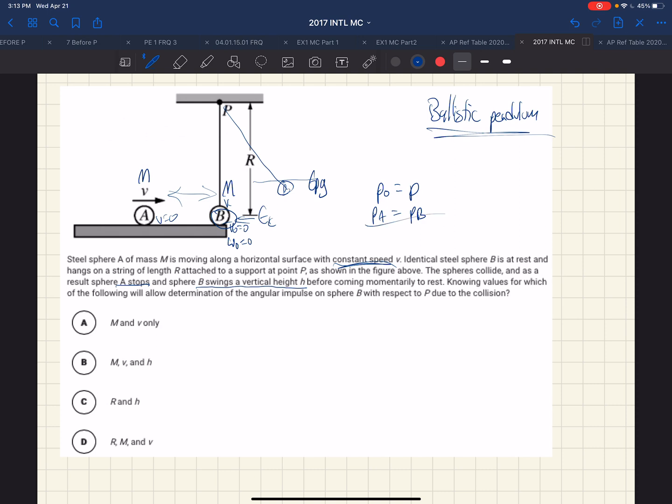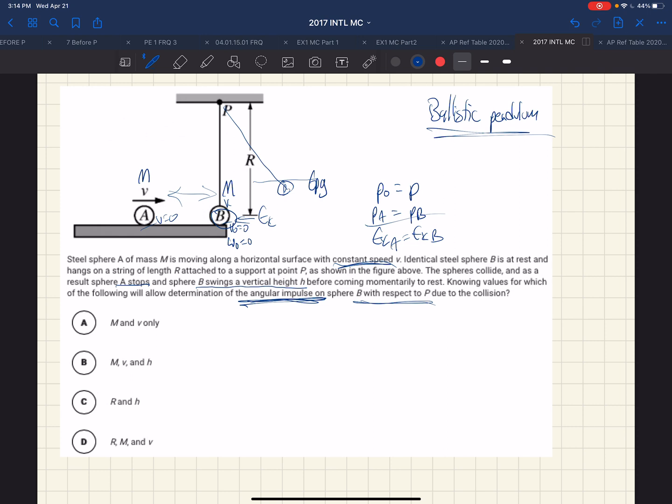We resolve that. And so that means that initially the kinetic energy that A has will be exactly the same as the kinetic energy B has afterward. So EKA will equal EKB. Those are interesting things to know in terms of this collision. As it rests, hangs on a string, the spheres collide, A stops, and B swings to the top where it's momentarily at rest. Knowing the values will determine the angular impulse with respect to P.